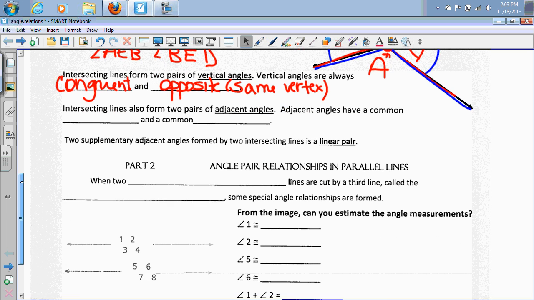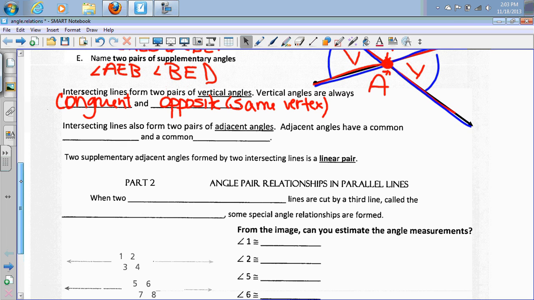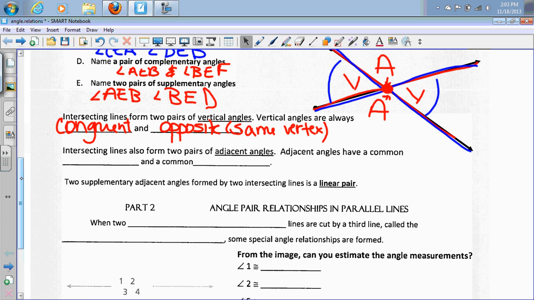Intersecting lines also form two pairs of adjacent angles. Adjacent angles have a common, okay, here's adjacent. I'm going to use green for that. There's A and B, which are adjacent angles. So you see that they share a common vertex and a common side.